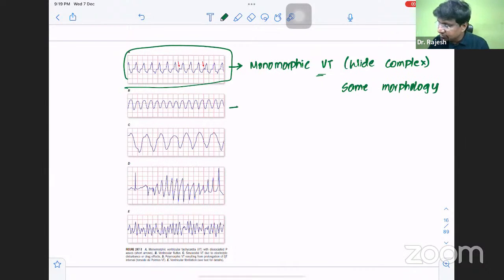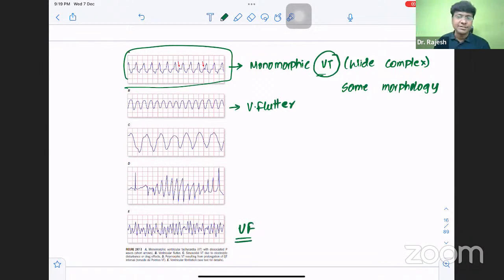Now, what is this strip B? It is suggestive of ventricular flutter. Ventricular flutter will appear between your VT and the VF, ventricular fibrillation.